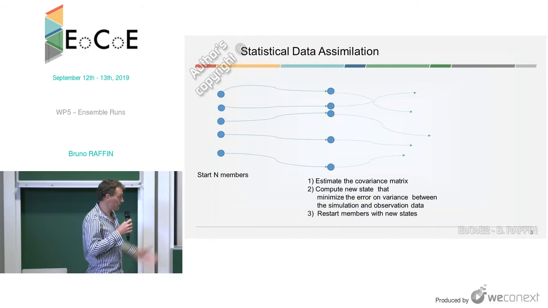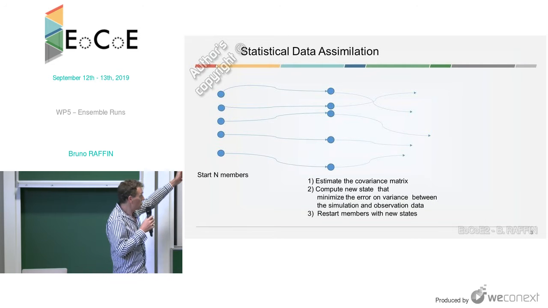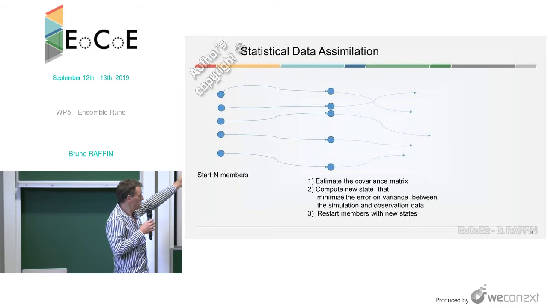So how do you do that? Statistical data assimilation needs to compute some covariances. One way to get these covariances is not to run one simulation, but to run many. So you have samples, and based on that, you can have an estimation of the covariance matrix. Every single blue point is a simulation, which can be a large parallel simulation. You have several of them, called members. So you have an ensemble run, and inside you have n members.